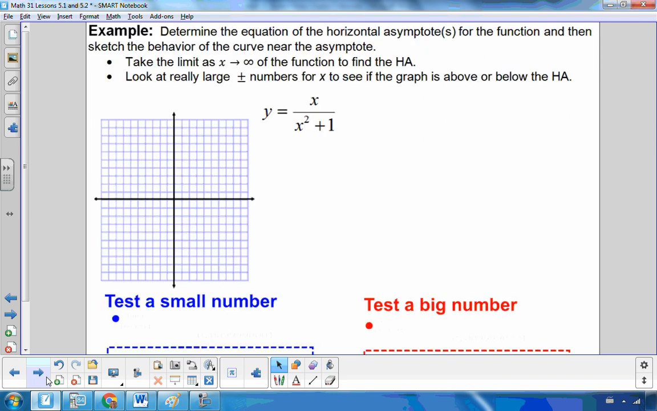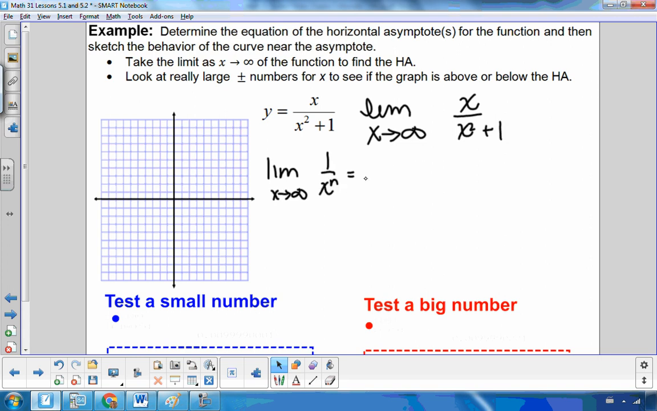Let's try an example. For this one, I want to determine the horizontal asymptote for the function and then sketch the behavior of the curve near that asymptote. So what I'm going to do is take the limit as x approaches infinity. I want to look, as I make x really big, what's going to happen to this function. I'm going to use that rule, the limit as x approaches infinity of 1 over x to any power equals 0.